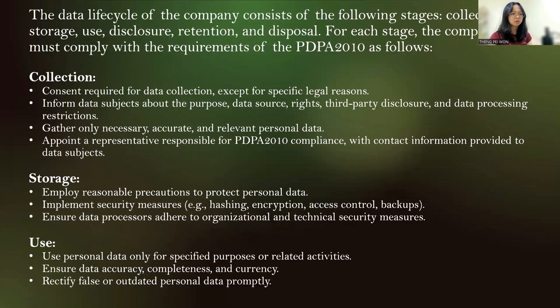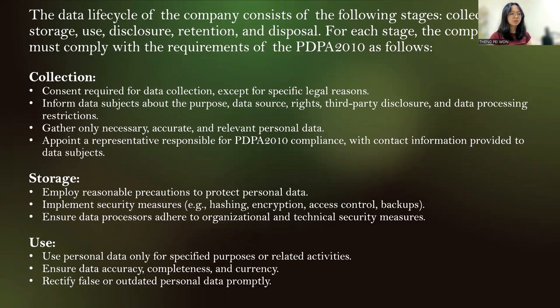The data lifecycle involves collection, storage, use, disclosure, retention, and disposal, each requiring compliance. Collection and consent is essential, with clear communication on purpose, data source, rights, and third-party disclosure. Only necessary data is collected. Storage: security measures including hashing, encryption, access control, and audits safeguard against data loss. The data processor must assure compliance with organizational and technical security measures.